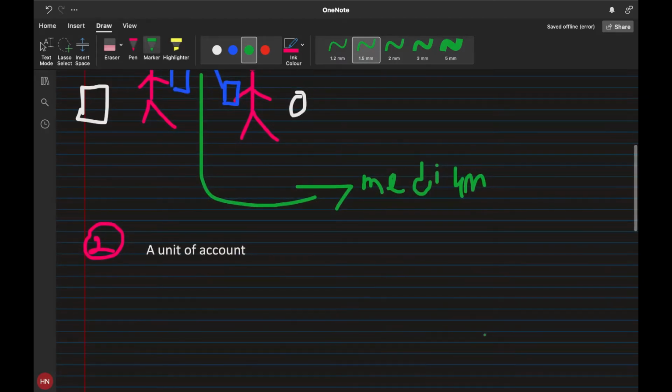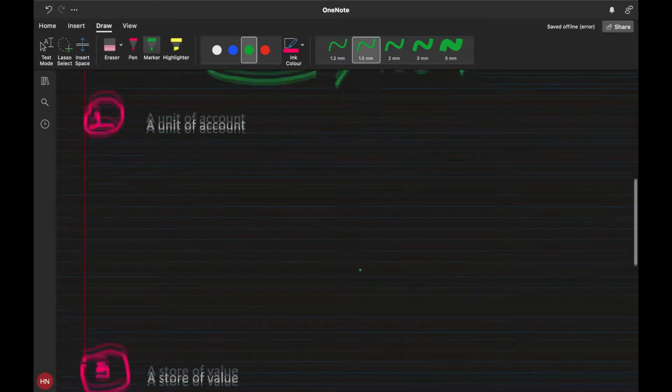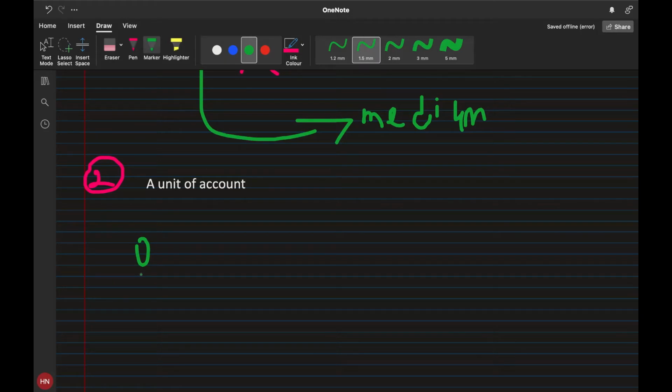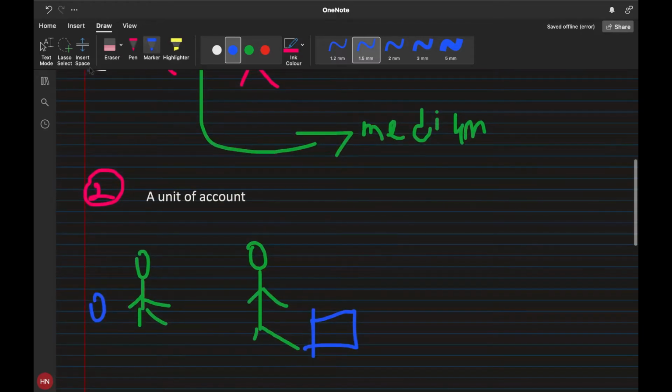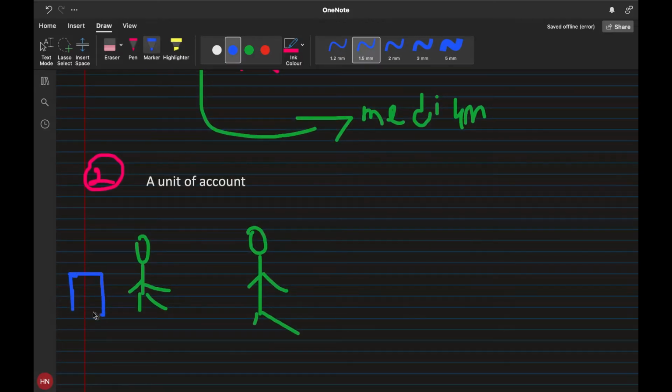The second function of money is a unit of account. So let's say we take the same example and we have these two guys here, person 1 and person 2. And they're exchanging again a box and a ball. Let's just keep it the same so that it is easier to compare. So this guy has a box and this guy has a ball.